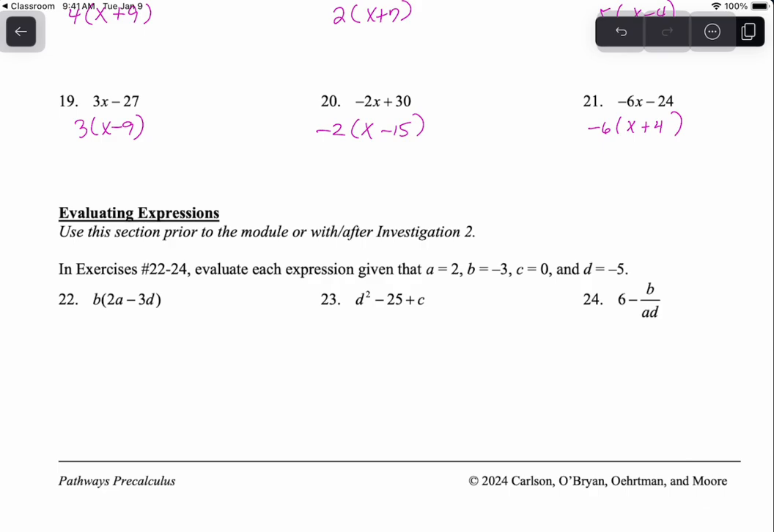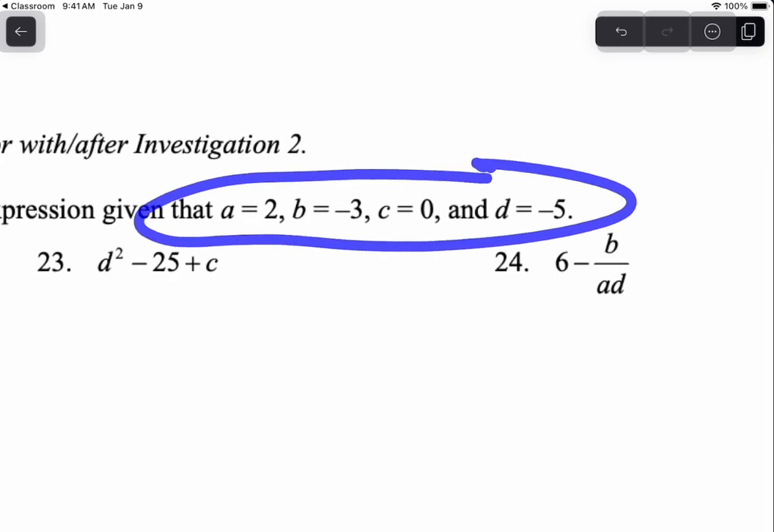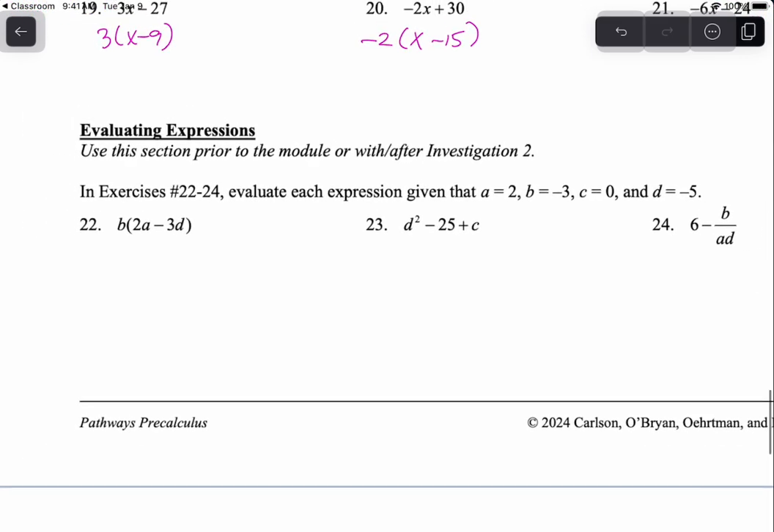In these particular problems, they're using an A value of 2, a B value of -3, C is 0, and D is -5. Now, especially with negative values, it is essential that you put parentheses around where the original variable sat. But I tend to do it for all of my numerical values because it will help you avoid some common mistakes. So let's take a look at 22.